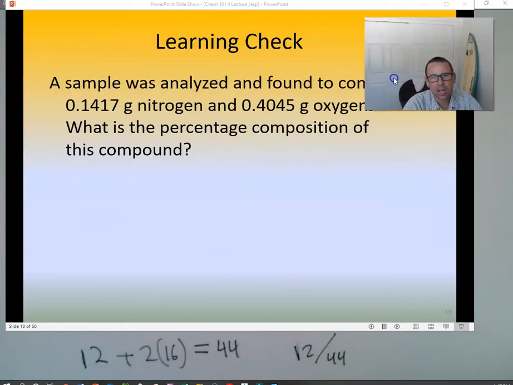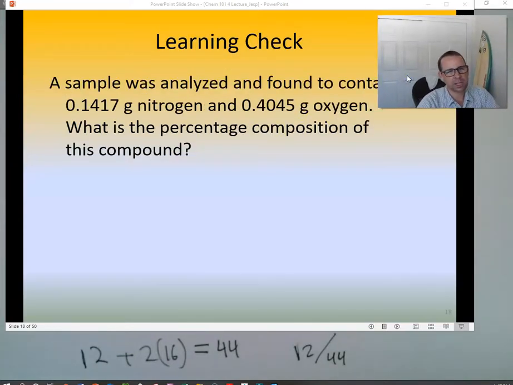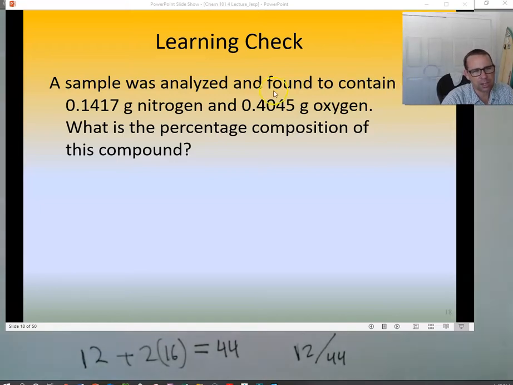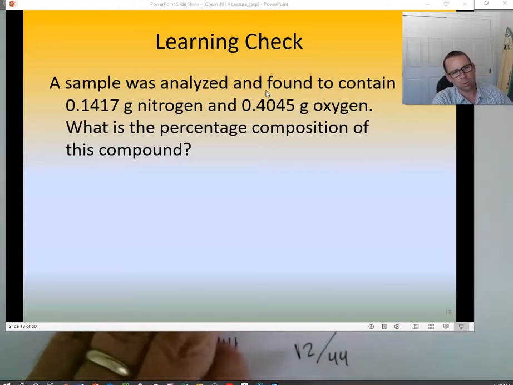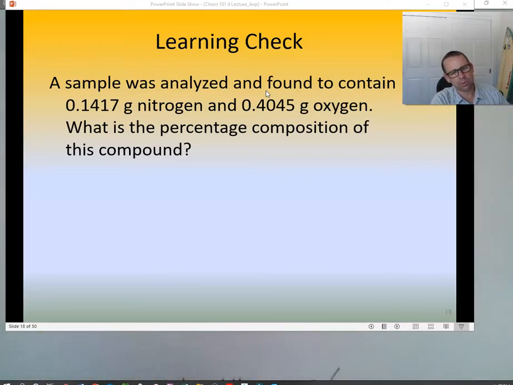Okay. Now, different kinds of problems, they'll say something like this, where they just say, here's a sample that we analyzed and found 2 different elements, nitrogen and oxygen, for example, 0.1417 grams of nitrogen, 0.4045 grams of oxygen. And the question is, what's the percentage composition of this compound?